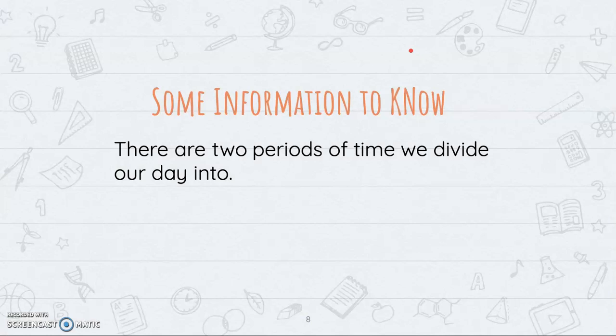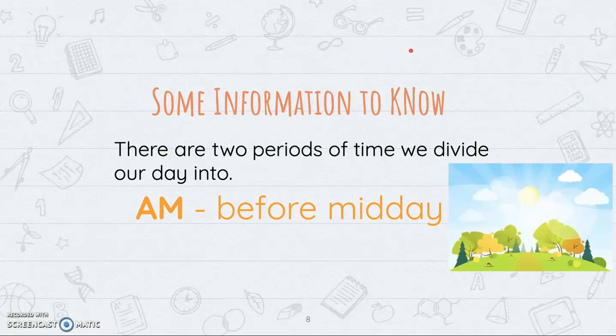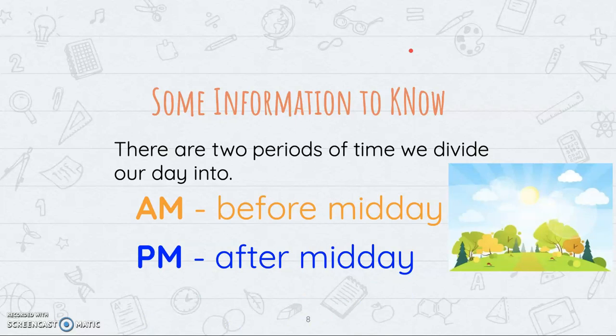Okay, so there's some information to know. There are 2 periods of time we divide our day into. Midday is at 12 p.m. Let's test it out. If we just woke up, we would say that it is something something a.m. For example, if I woke up at 8 in the morning, I would say I woke up at 8 a.m. However, if we want to say something that occurs past lunchtime, we would want to say something something p.m. For example, if I want to play in a park at 2, I would have to say I will play in a park at 2 p.m.